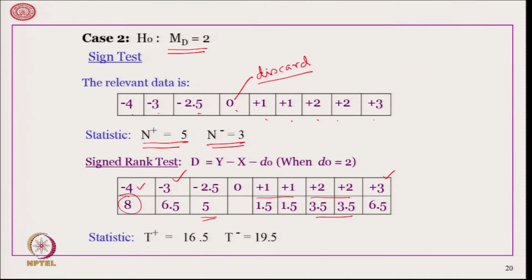Therefore, if we consider T plus, it is 1.5 plus 1.5 is 3, 3 plus 7 is 10, 10 plus 6.5 is equal to 16.5 and T minus is equal to 19.5. Again, I am not going into the table to check whether we can accept or reject the null hypothesis, but we can see that T plus and T minus are very close to each other. We can say from here we cannot reject the null hypothesis m d is equal to 2.